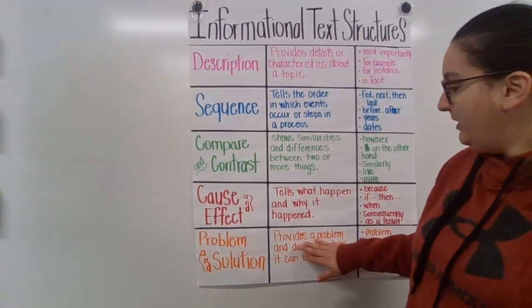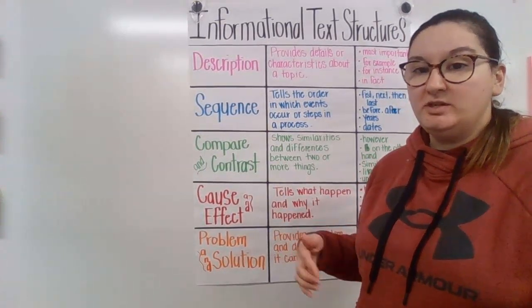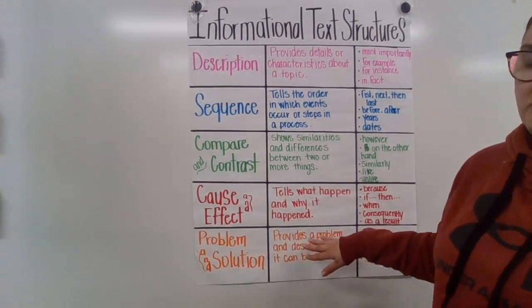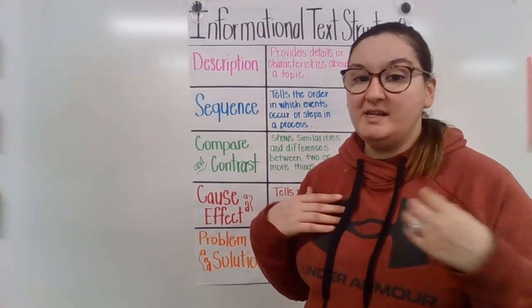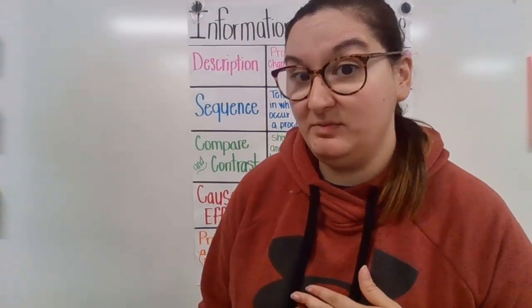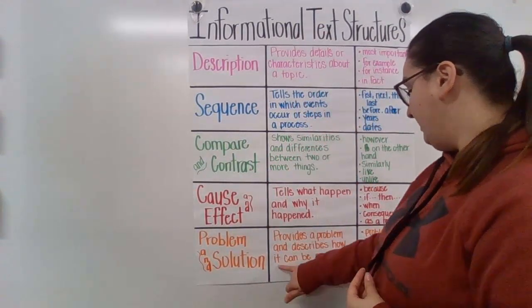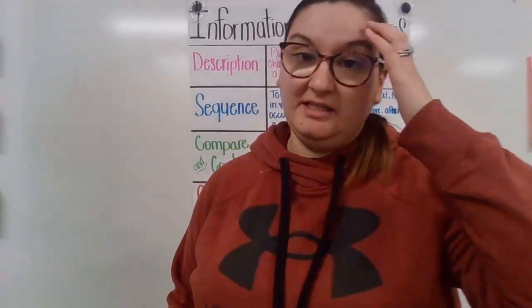And then problem and solution. So think about fiction. We know that stories have a problem and we know that they get solved. So some informational text that you read is going to state a problem, and then it's going to talk about how it was solved or how it can be solved. So it provides a problem and describes how it can be solved, or how they did solve it.